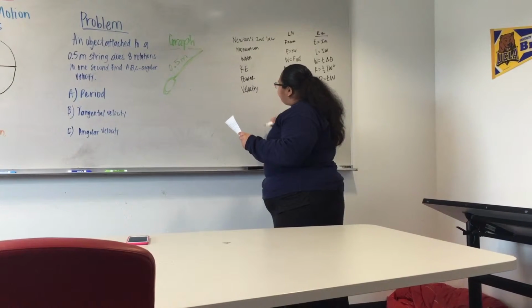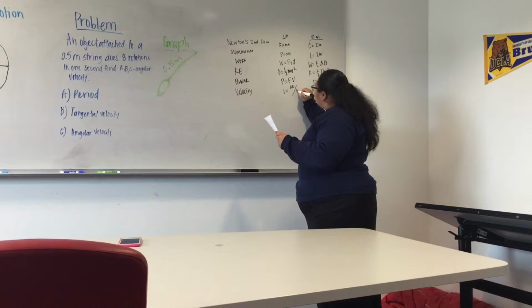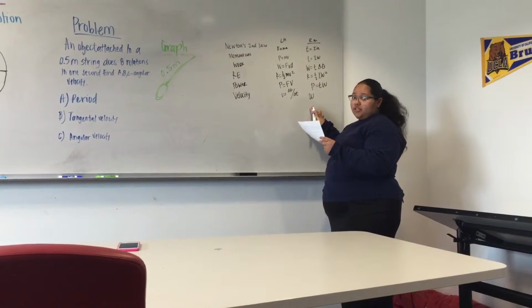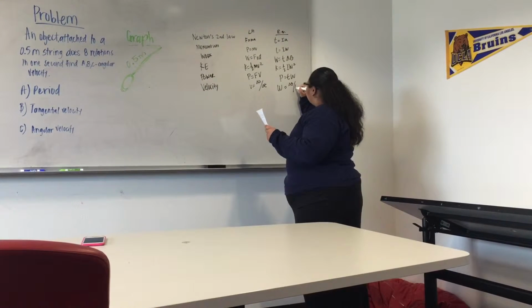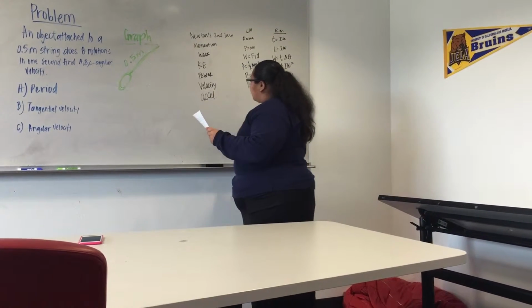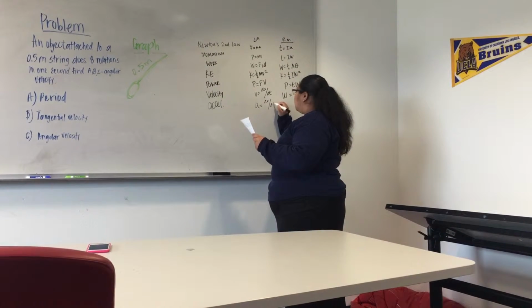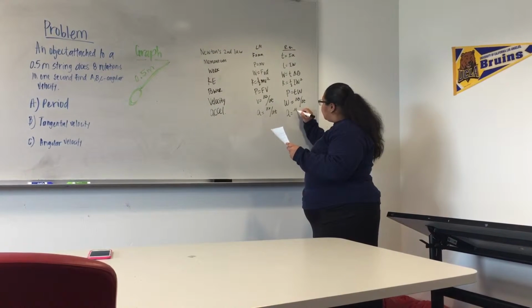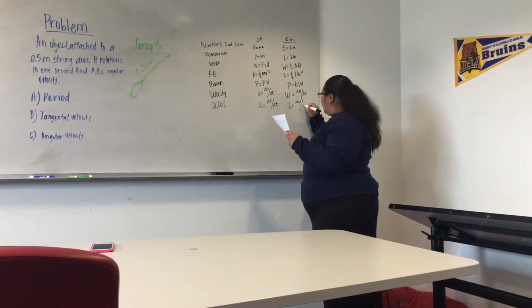Velocity. We have v equals change in distance over the change in time. Over here we have omega signifies velocity equals change in theta over change in time. Acceleration is a equals change in velocity over change in time. And over here we have angular acceleration equals change in angular velocity, which is this little W looking thing, over change in time.